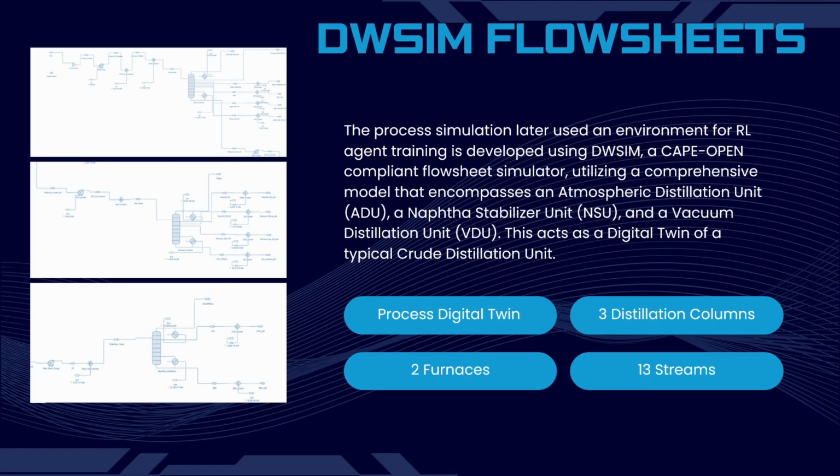Talking about the flow sheet, a crude distillation unit typically has three different distillation columns. The first one would be the atmospheric distillation column, which essentially is fed with a heated up crude, and it separates the crude into a bottom and the top moves on to the next distillation column, the naphtha stabilizer unit, and there are three or four side draws. In this case I have taken four.